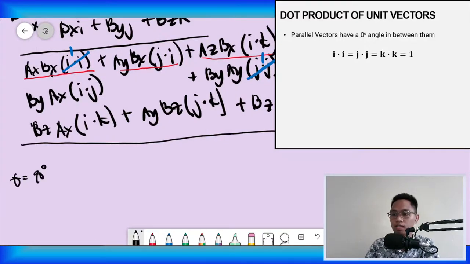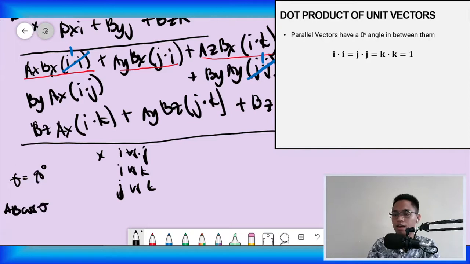Since they are perpendicular, I versus j, I versus k, or j versus k, they are perpendicular to each other: ij, ik, or jk. So, let's use the formula AB cosine theta. Now, what is theta here? 90 degrees. So, what is cosine 90? Cosine 90 is just equal to 0. Therefore, automatically this expression would be equal to 0.